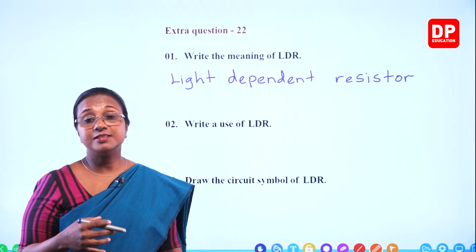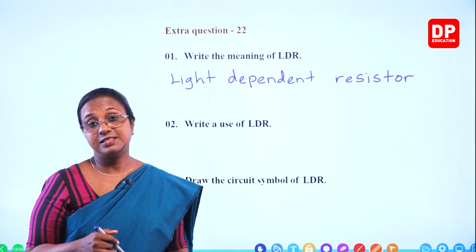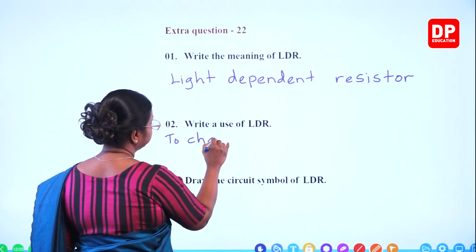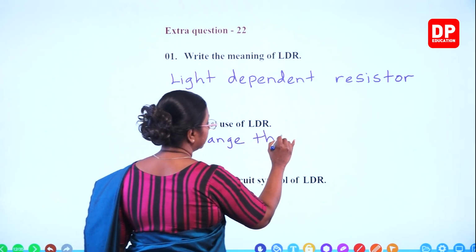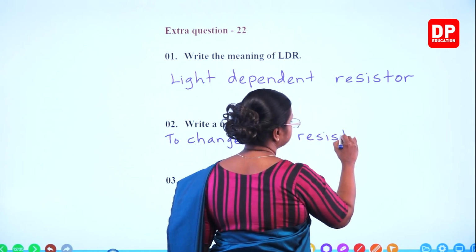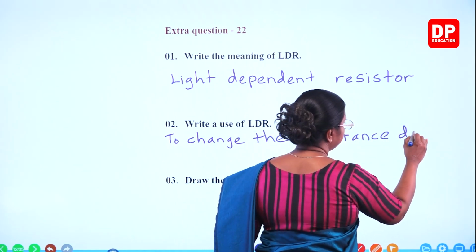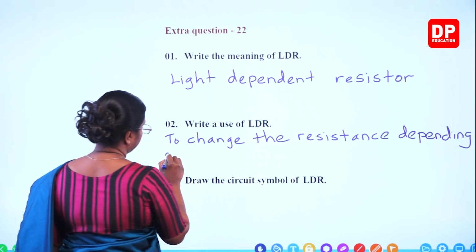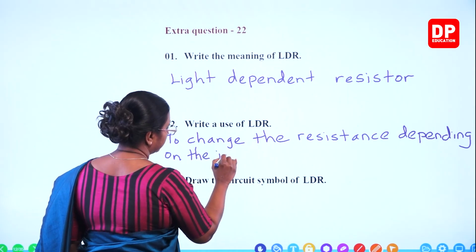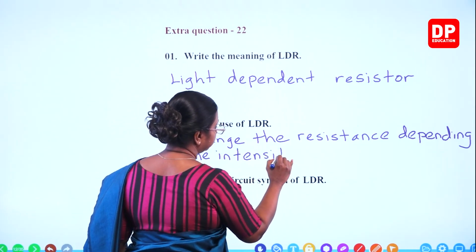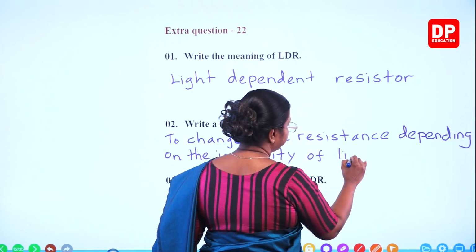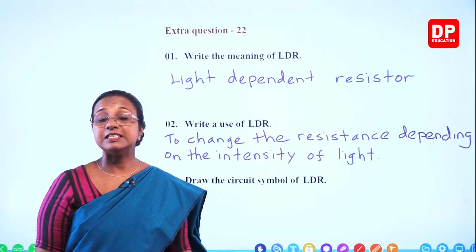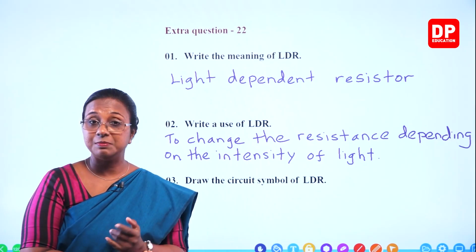To change the resistance depending on the light intensity. So here we can say to change the resistance depending on the intensity of light. To change the resistance depending on the intensity of light. So that is why we say LDR, light dependent resistor.